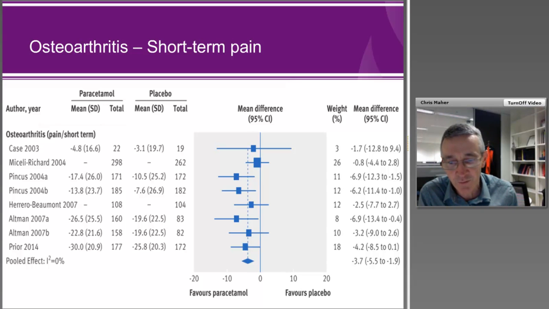So these are the results for pain in the short term. This is the pooled result here. The result is about 3 units difference on the 0 to 100 scale. So again, a trivially small difference. It was just statistically significant. But I think most people would not be able to appreciate this very small difference in their pain. And so this was a really surprising result to us because people had suggested that paracetamol was a useful treatment for osteoarthritis, but our results would question the utility of this medicine for osteoarthritis.